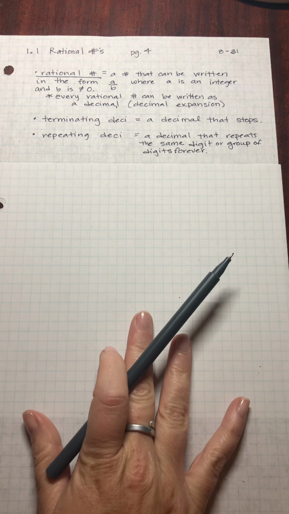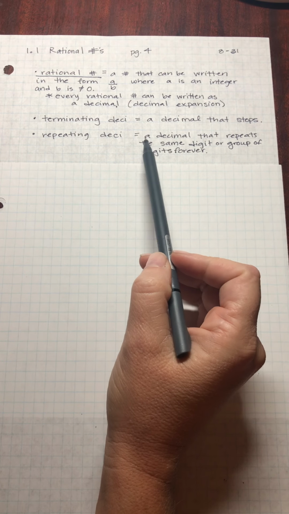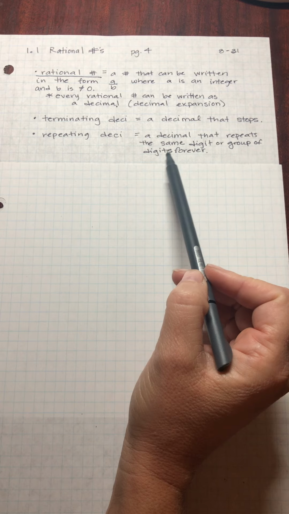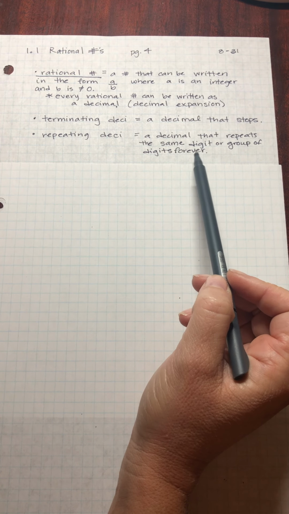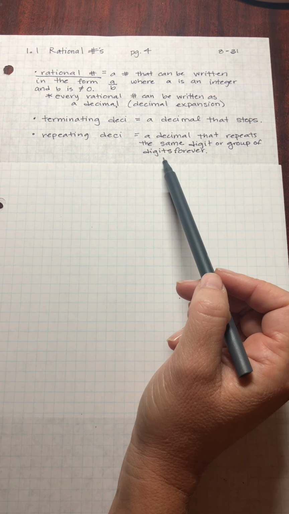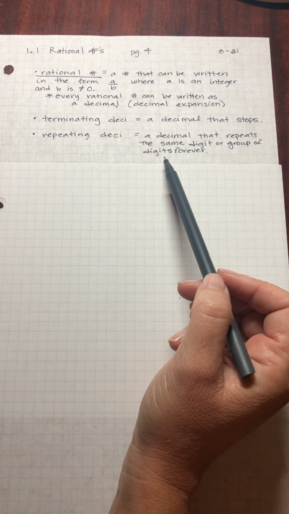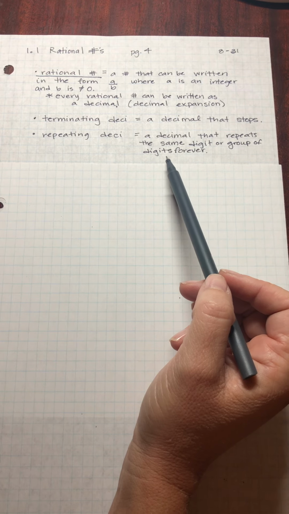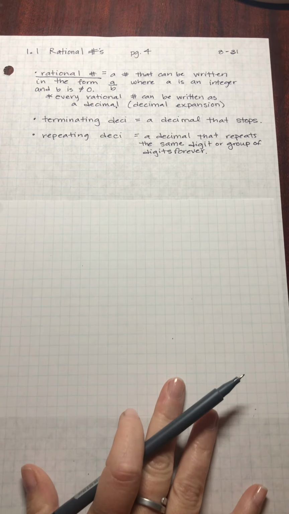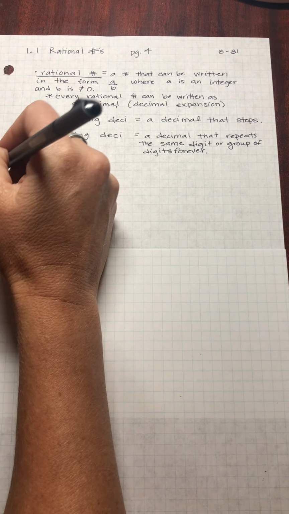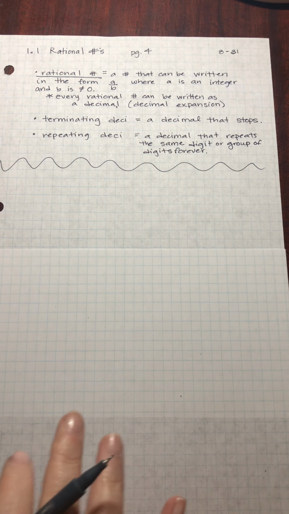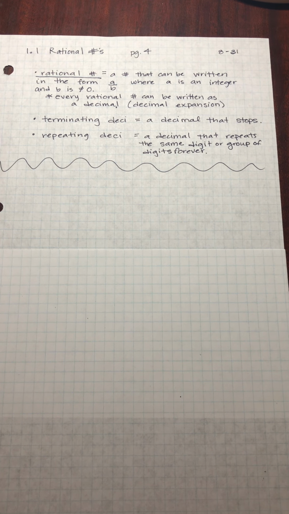And it just ends. So that's a terminating decimal. The other type is a repeating decimal. And this is a decimal that repeats the same digit or group of digits forever. So it can have a pattern. Like maybe it's 0.123123123. Okay, so that's a repeating decimal. Okay, that's it for our written notes. Pause if you need more time. We're going to do some examples.